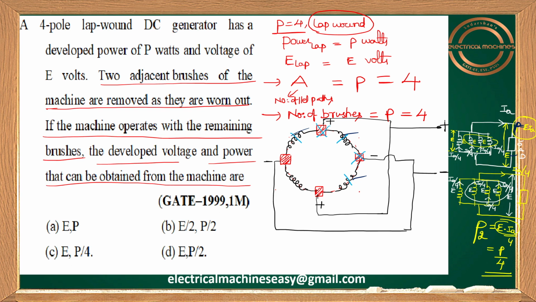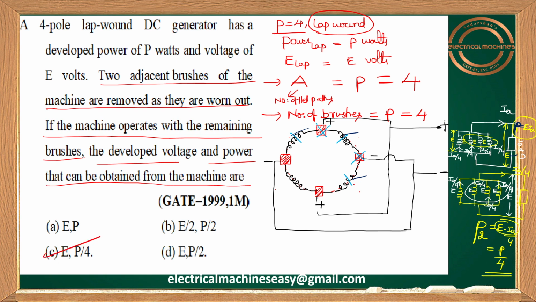If two adjacent brushes are removed or worn out, our answer is voltage is E volts only, because, see, let me use the laser pointer here. Yes, voltage is E volts only, and the power becomes E into current IA by 4, therefore it becomes P by 4. So our answer is E comma P by 4. Option C is the answer.